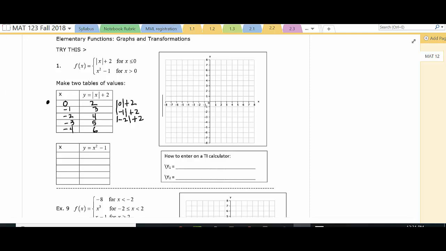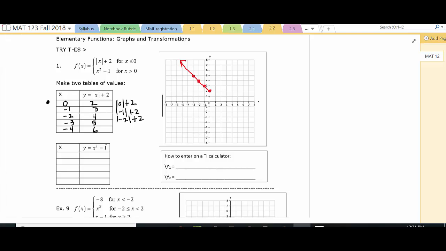So if I plot these points, I would have 0, 2 solid, -1, 3, -2, 4, and so forth. Okay, so that would be the way your first piece looks like. Looks like a line like that.